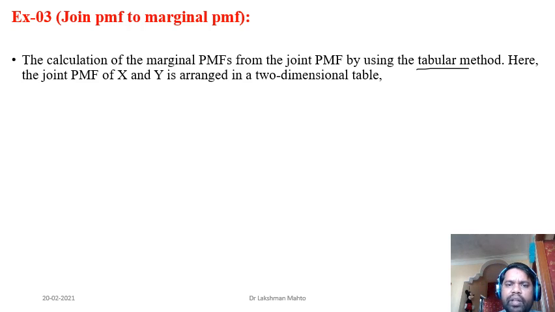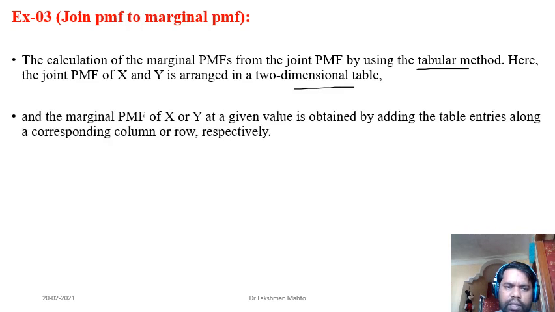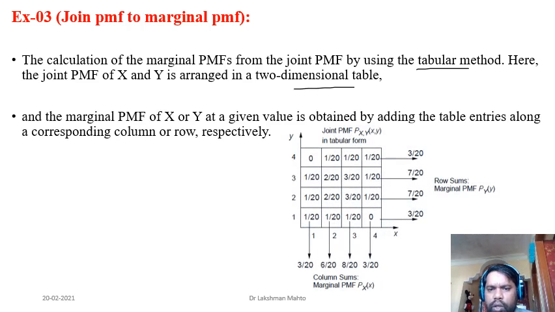That means if the random variables are taking a finite, very small number of values, then we can easily go for the tabular approach. Here the joint probability mass function of x and y is arranged in a two-dimensional table like this, and the marginal probability mass function we can get from the table by a row-wise and column-wise approach. You can observe that this table is already given to you.